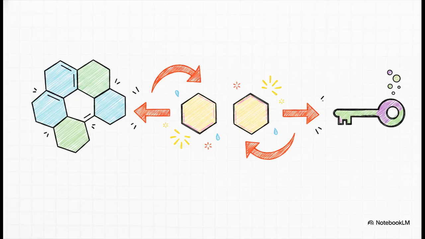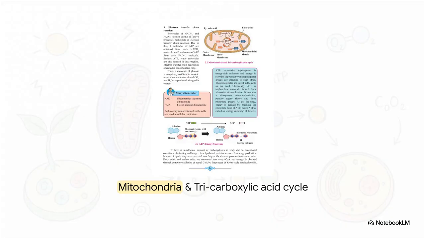Those pyruvic acid molecules are then converted into acetyl coenzyme A. During this specific conversion, 2 molecules of NADH2 and 2 molecules of CO2 are released. This conversion is absolutely crucial because it acts as the key that unlocks our next step. This brings us inside the mitochondria, where Step 2, the Krebs cycle, takes place.